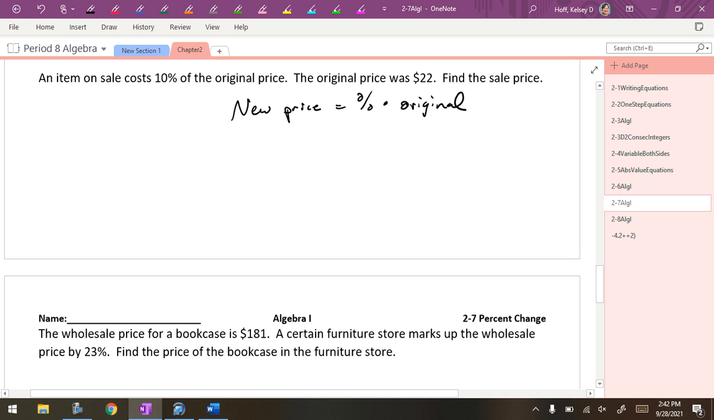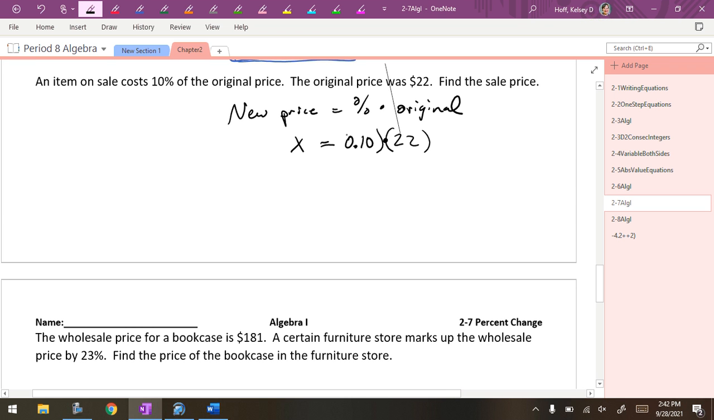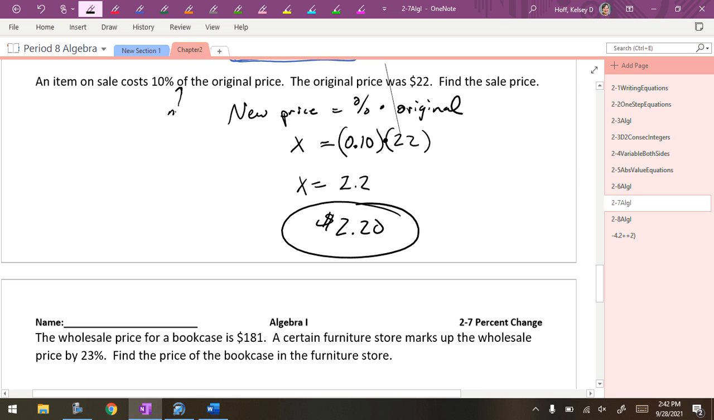Do you know the new price? So that we could call X. Do you know your percentage? Yes. Careful. 0.10. Do you know the original? 22. How much are you going to pay? So $2.20. $2.20. Not 10% off, 10% of. Of in math means multiply.